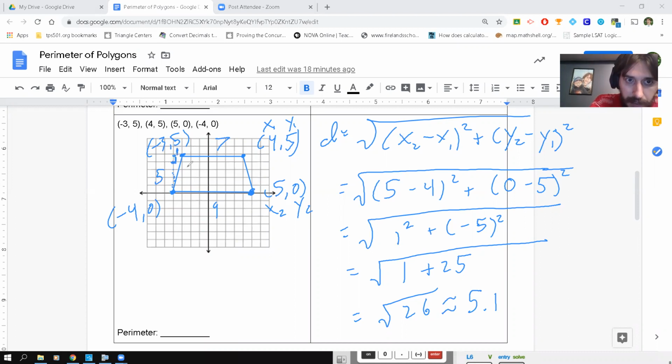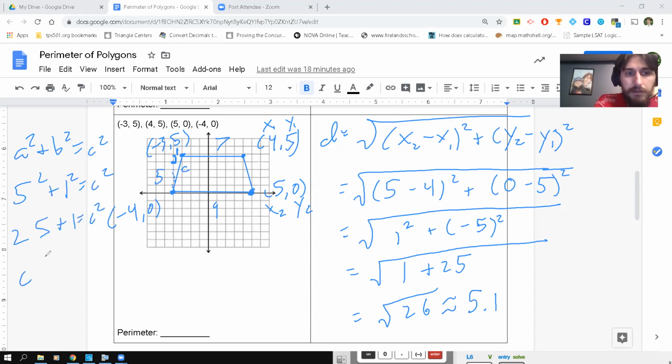And if I want to find the hypotenuse of this right triangle, again, I would just do a squared plus b squared is equal to c squared, where my legs are 5 and 1, which is 25 plus 1, which is 26. And we already found the square root of 26 is about 5.1.